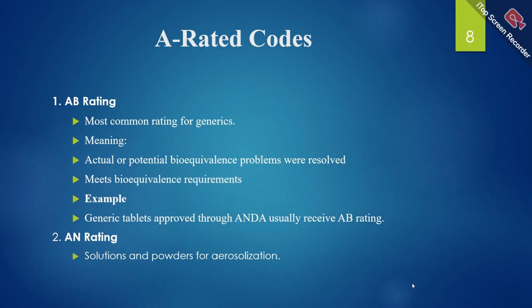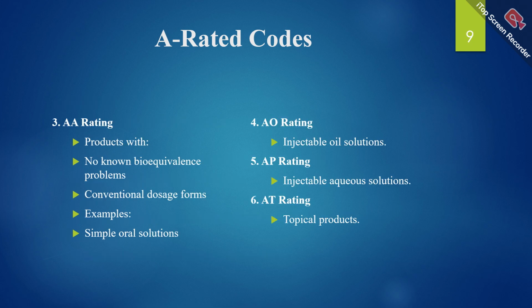And next, AA, AN, AO, AP, AT, all these codes mean no in vivo bioequivalence issue, meaning there are no issues with the bioequivalence studies. So they are designated depending upon the dosage form. AN is for solutions and powders, AA is for conventional dosage forms, and AO is for injectables. Based on the dosage form, they are getting different codes.